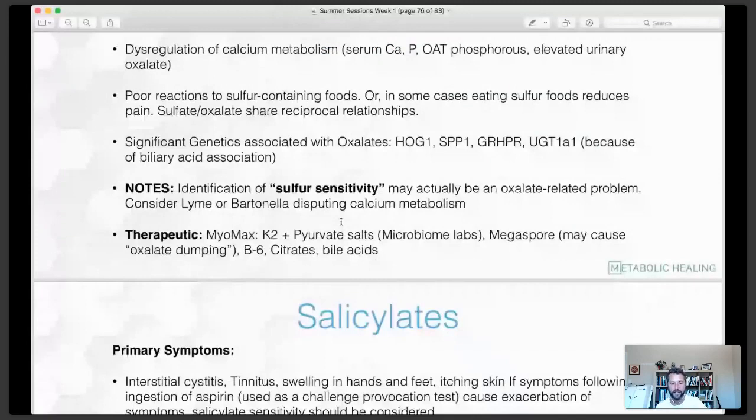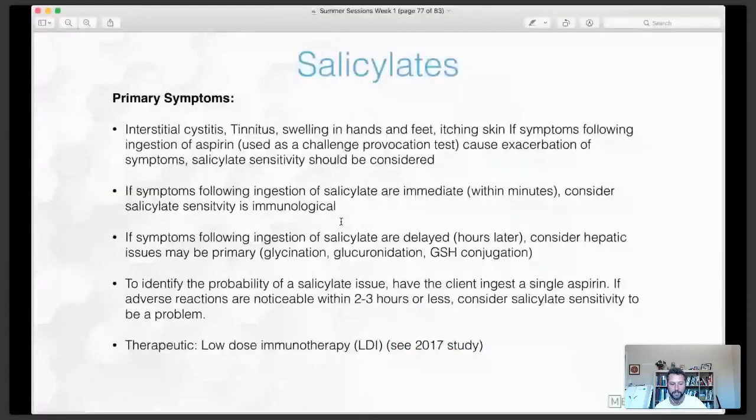Salicylates, this is tough. Here's the symptom list: cystitis, tinnitus, swelling in hands, itching. They can cross-react with histamine symptoms. But if you do the aspirin provocation, take a single aspirin, and it causes a problem within minutes or within a couple hours, suspect that you've got a salicylate problem. There are two kinds of salicylate reactions: the immediate ones, which are more immunological, or the delayed reaction, which is more gastrointestinal or hepatic. And remember that glycination in the liver plays a role in degrading salicylates. Glycination is phase 2 in the liver.